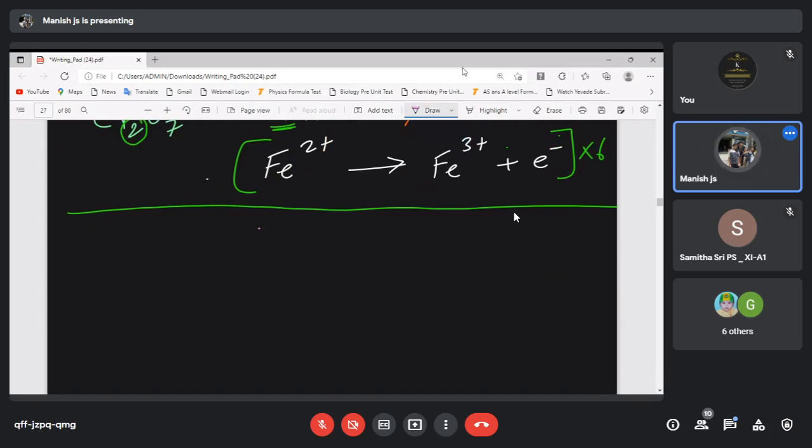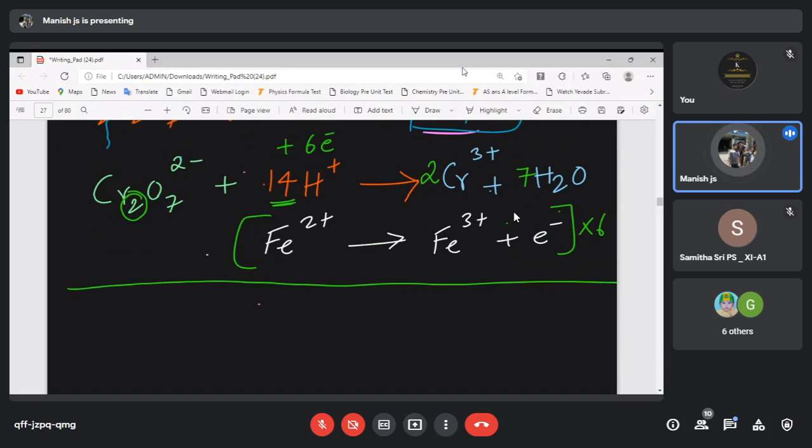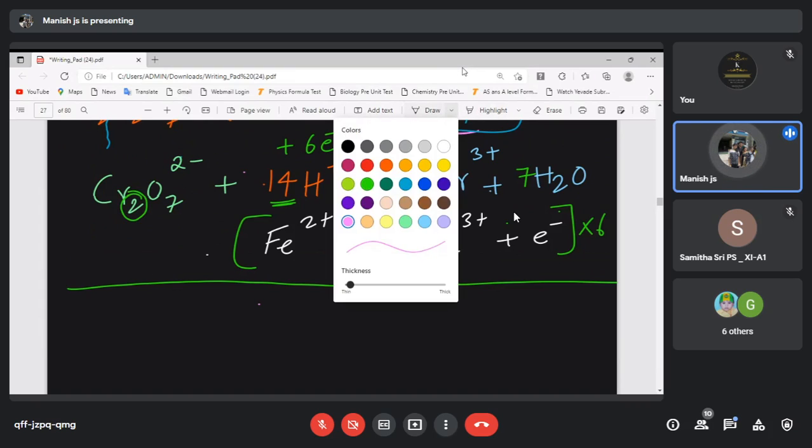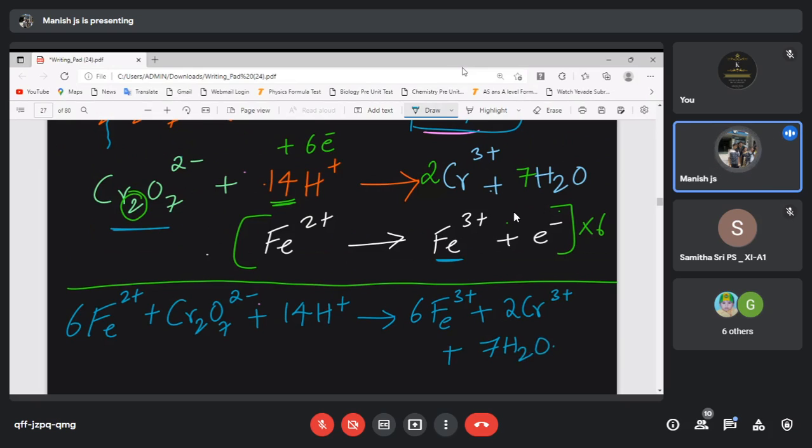So overall reaction when we write, how do we write it? On the top, the number of ferrous ions, Fe2+ ions, how many are there, we basically have 6, because I have multiplied with 6, so 6 Fe2+ plus chromium. Chromium is potassium dichromate, which is going to be Cr2O7 2- plus H+, since there are 14, 14 H+ will give. In the same way here also, multiplying by 6, 6 Fe3+ plus how many chromiums do we have? We have 2 chromiums, 2 Cr3+ on the right hand side. So 2 Cr3+, that is chromium ions, plus 7 molecules of water, 7 H2O. So this will be my overall reaction.